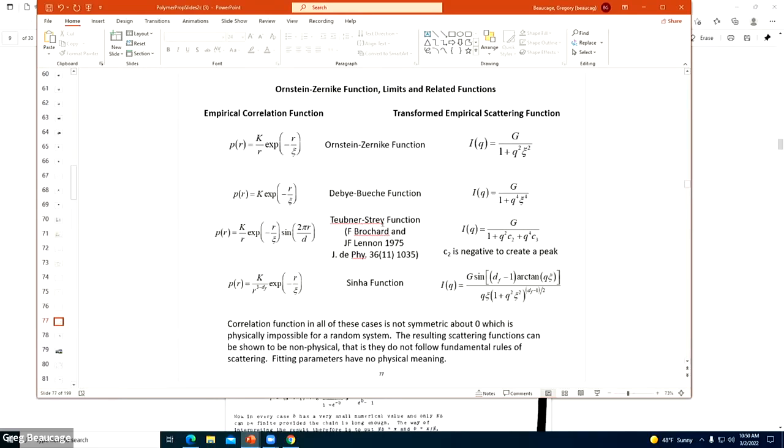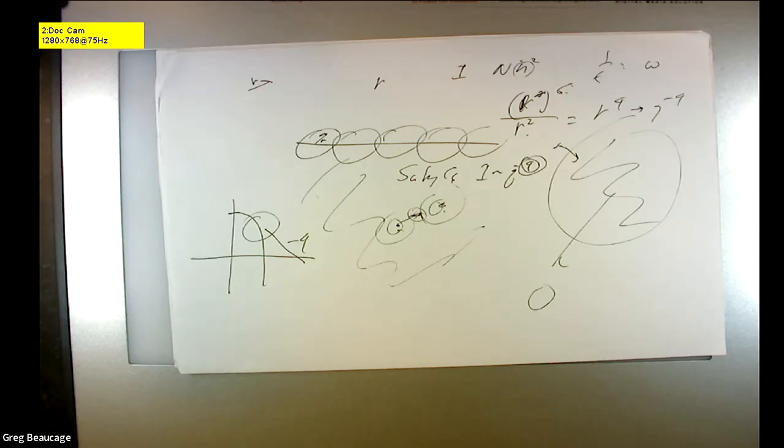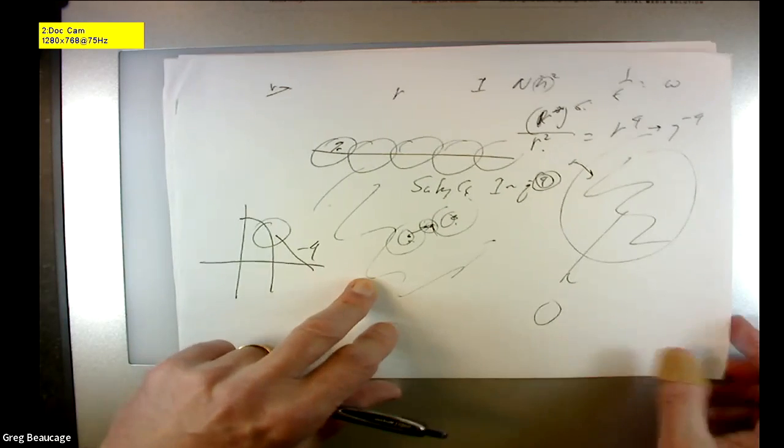So Teubner-Strey is a really popular function, which is the same kind of function, right? So it also can be transformed. This would be the correlation function for Teubner-Strey, and this is the function itself. This is a really weird function. They never said anything about whether this is real. They just said, we have this problem.